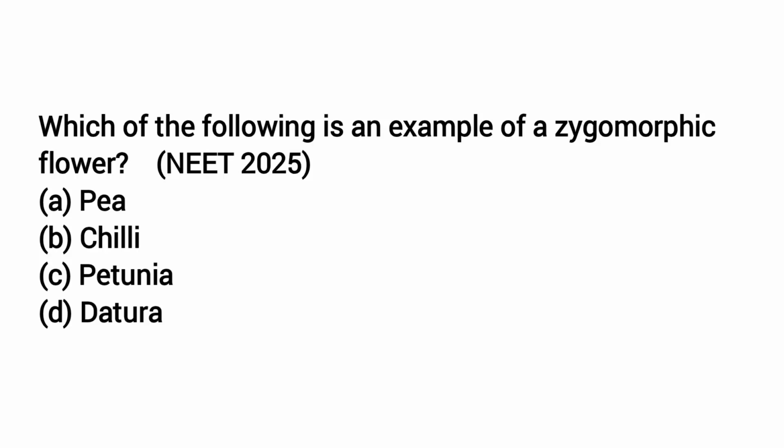We'll move on to the next question, that is from the year 2025. Which of the following is an example of a zygomorphic flower? And the options are pea, chilli, petunia, datura. So from the given options, option A, that is pea, shows a zygomorphic flower.